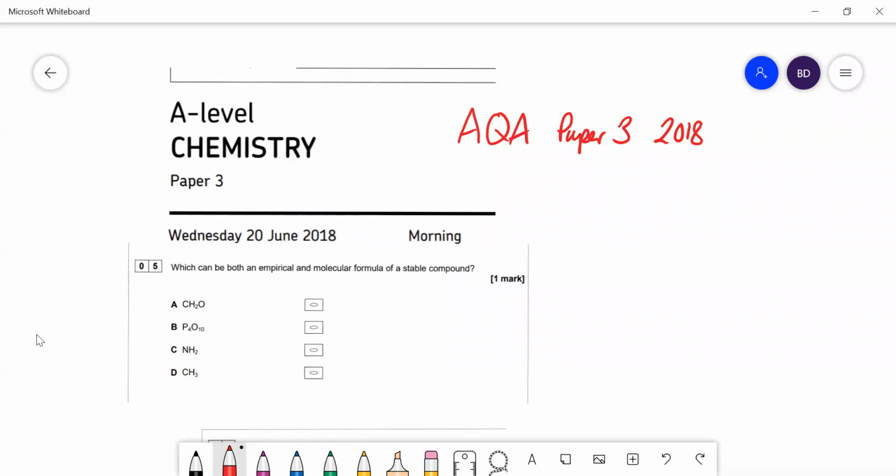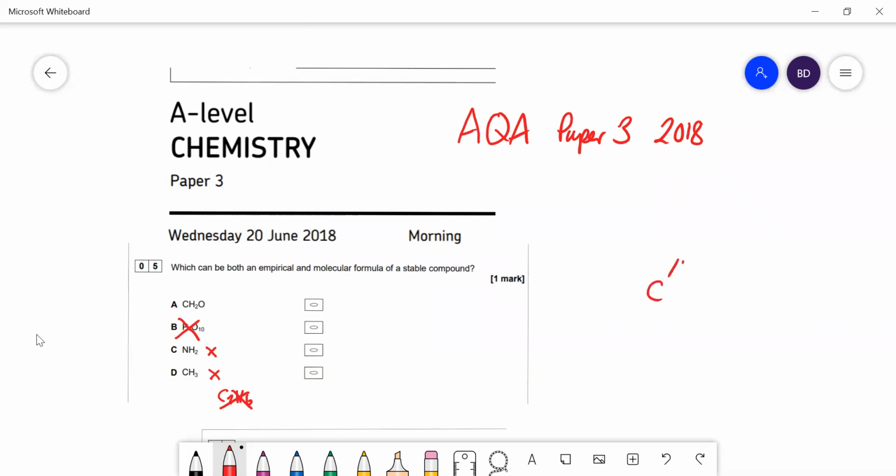Okay, so of course the empirical is the simplest ratio. So straight away we can rule out that one because that's not the simplest ratio, is it? So get rid of that. CH3, well, carbon likes to form 4 bonds, so that's not going to be a stable compound for the molecular formula. Of course, you could have C2H6 for empirical formula, but there's no molecular formula. It can't be CH3. Likewise, nitrogen forms 3 bonds, not 2, so that's not right. So it must be that one.